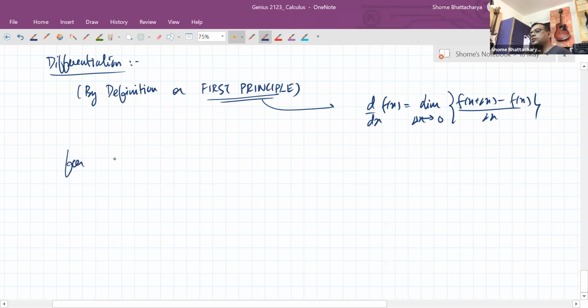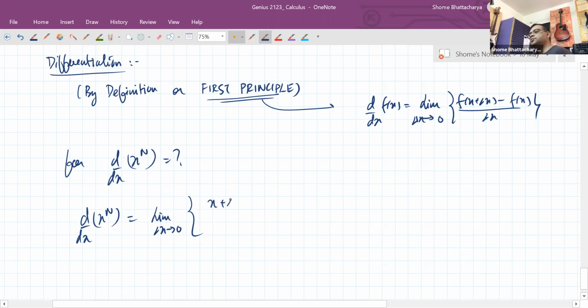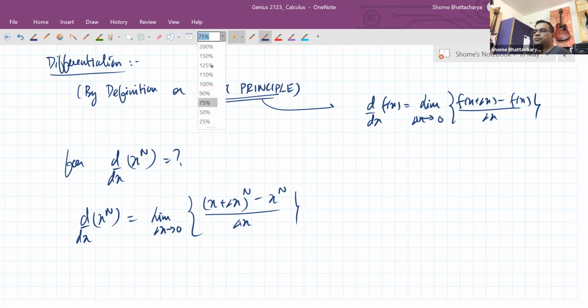For differentiation of x to the power n, when we apply the first principle, it will be the limit as delta x tends to 0 of (x plus delta x) to the power n minus x to the power n, upon delta x. Okay. So if I directly put delta x as 0, I'll get 0 by 0. So that's not solvable. So I have to do some manipulation.